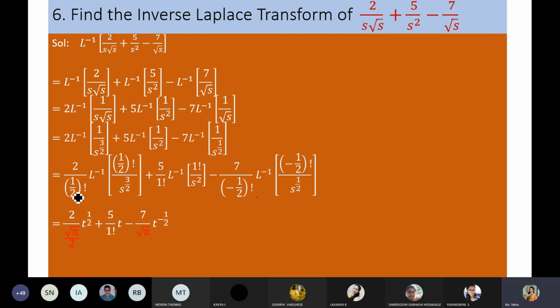So 2 divided by 1 by 2 factorial, that is root pi by 2, and this will give you the answer as t to the power 1 by 2, plus 5 divided by 1 factorial, this is the inverse of t, minus 7 divided by minus 1 by 2 factorial will give you root pi, t to the power minus 1 by 2. So that's your answer. If you don't know the factorial value, you can just keep it like that also. Anything is fine. Any doubt in this problem?